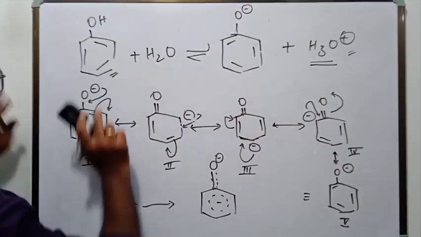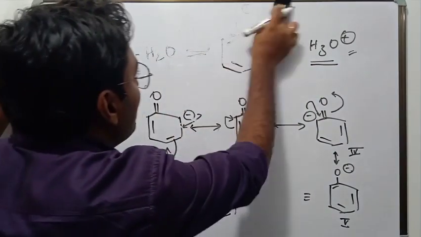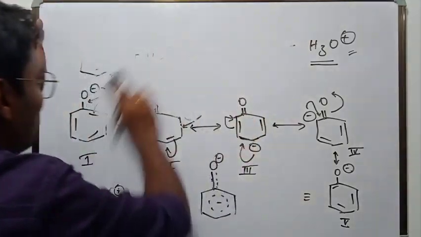Now let us see the acidity of carboxylic acids. Why are carboxylic acids highly acidic, more acidic than phenol? Let us see that.